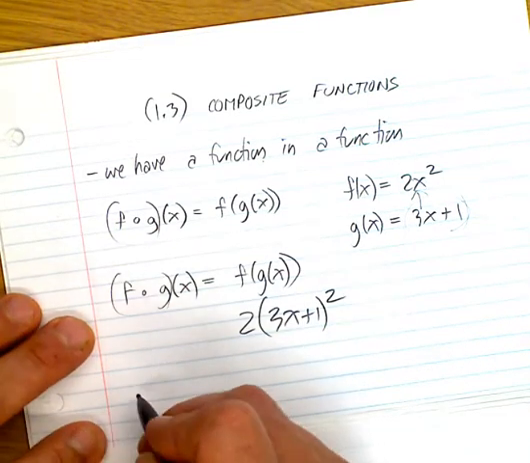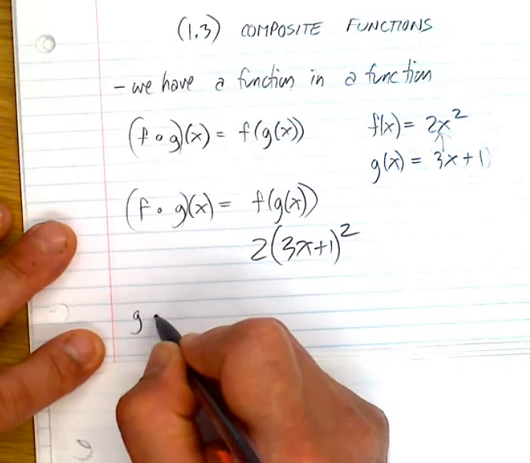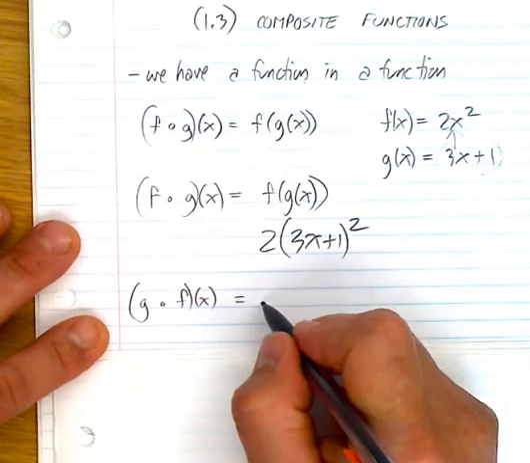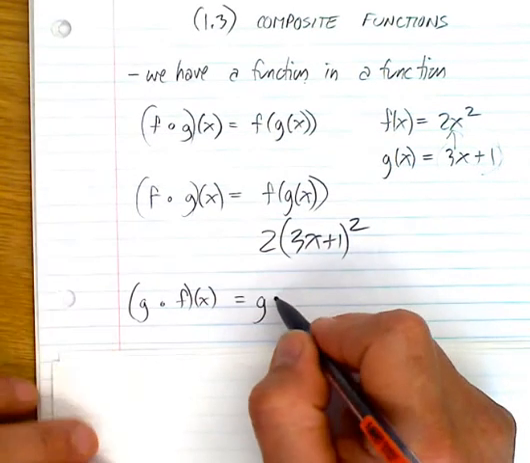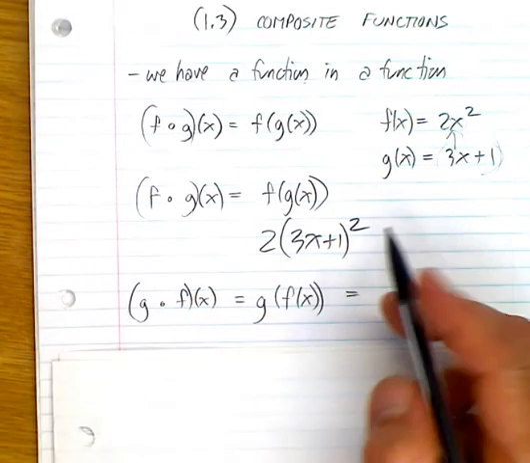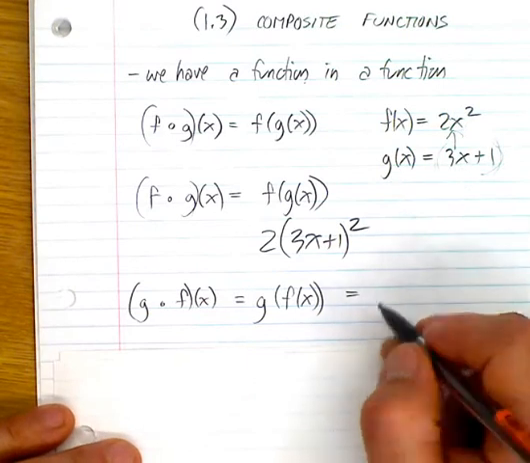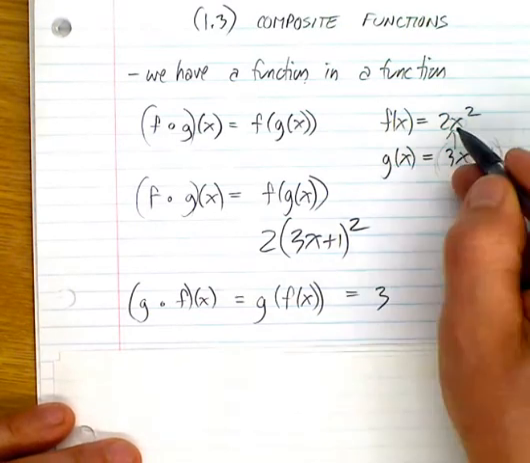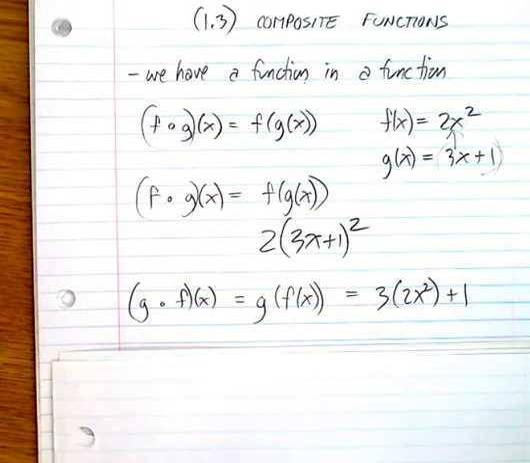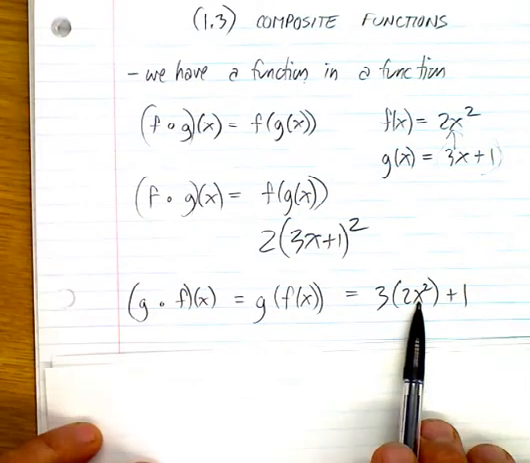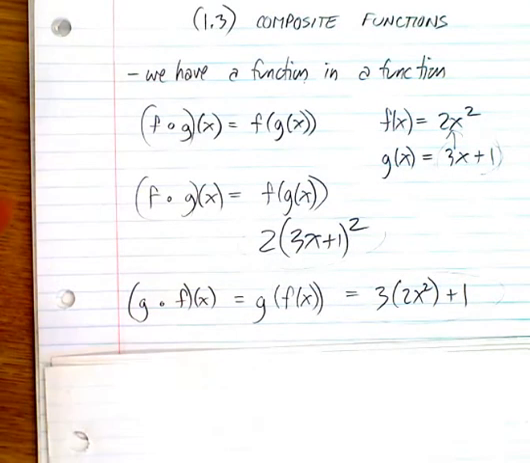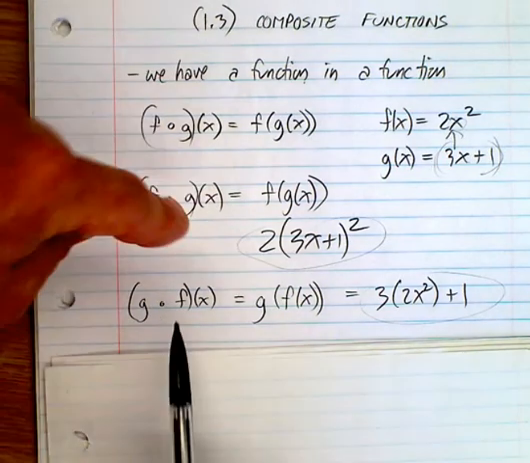What happens if you turn it around? What about if I said g composite f of x? The outside function now would be g, and the inside function would be the f of x. So that's going to look like this. In the g function, you have 3 times, well, what's your x? Your x now is the f function, 2x squared plus 1. Now you have the linear function on the outside and the quadratic function on the inside. These are significantly different answers, because we've completely reversed this. We put the g function in the f function here. Here we put the f function in the g function.